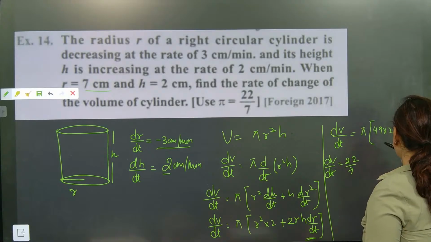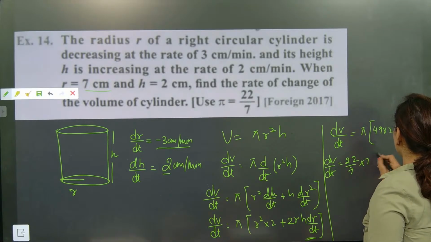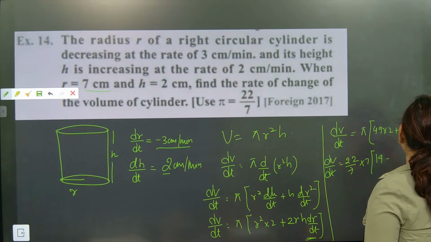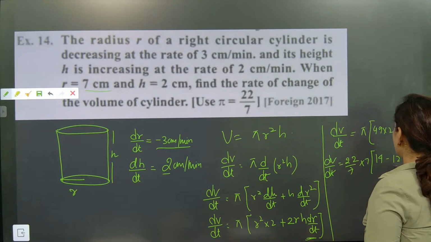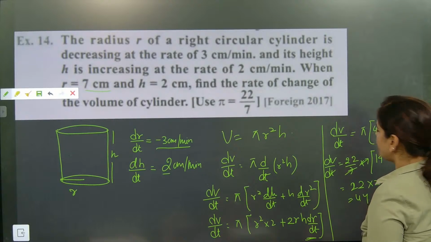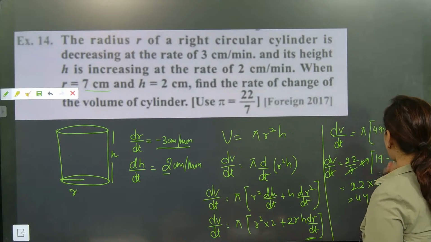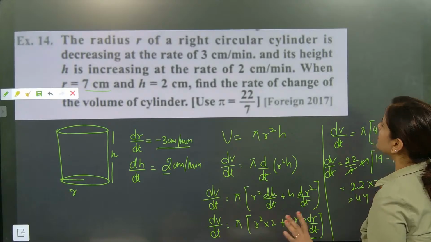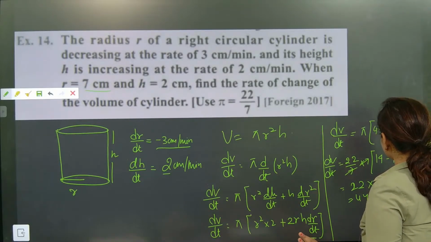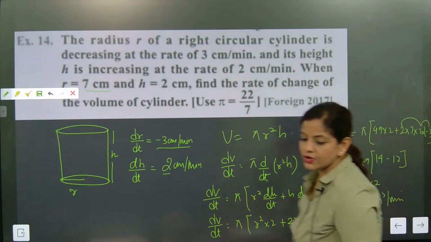Into 7 if we are taking out, then here it will become 7 twos are 14. After that minus, here it is coming 2 twos are 4, 4 threes are 12. So here 7 and 7 get cancelled. It is coming as 22 into 2, it is coming as 44. We have to find the rate of change of volume only now. So here 44 centimeter cube per minute. So this is going to be the answer.